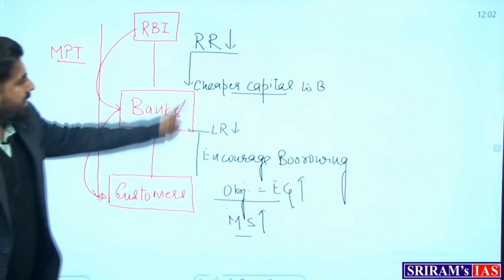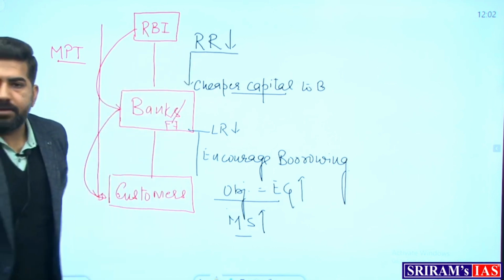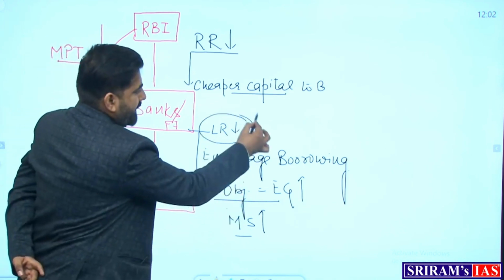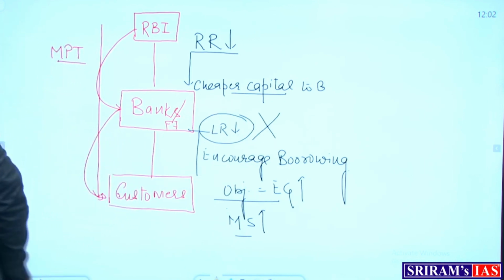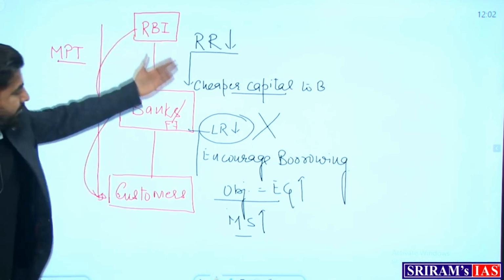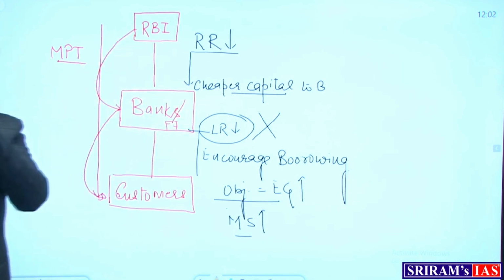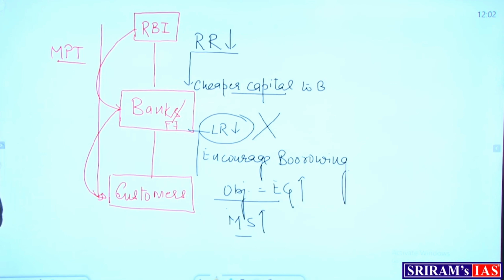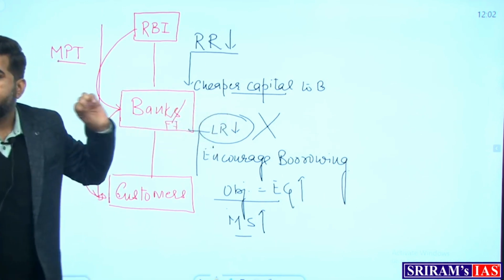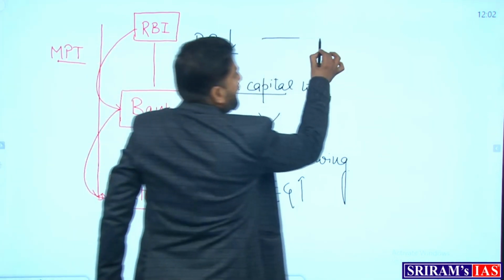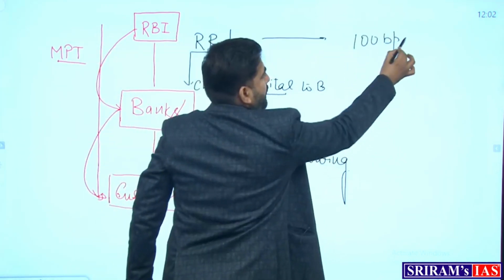But suppose even if the RBI reduces the repo rate, the lending rate does not decrease. If the lending rate does not decrease, will this objective be achieved? Will the monetary policy transmission be fast? No, it will be slow. And why does it happen? Try to understand. See, we are working on this part right now. RBI has reduced the repo rate, suppose by 100 basis points. 100 basis points means how many percent?